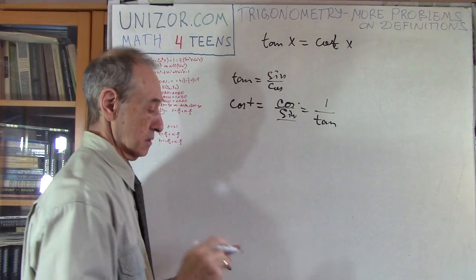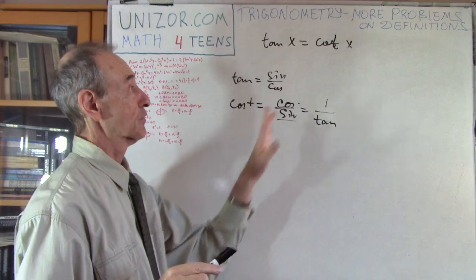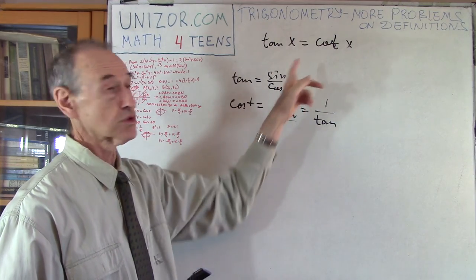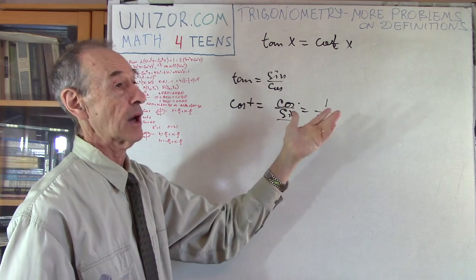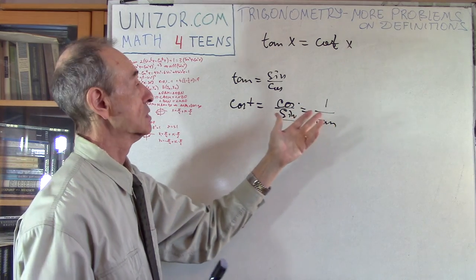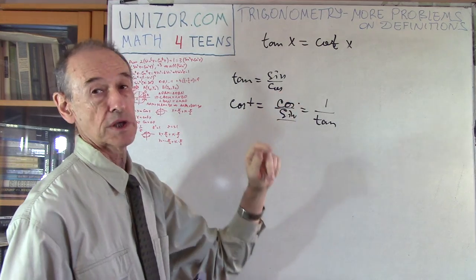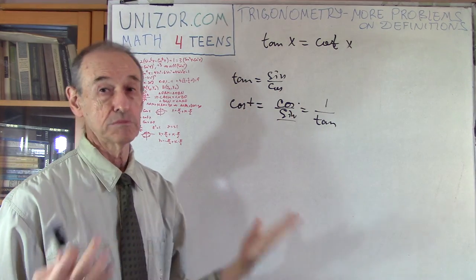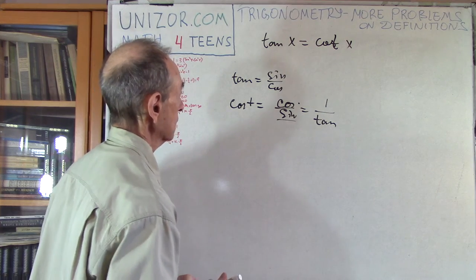All right, fine. So we have to remember that if, for whatever reason, we have a solution, something like x is equal to, let's say, pi over 2, 90 degrees, that's not a good solution because cosine will be equal to zero and tangent would not exist in this case.